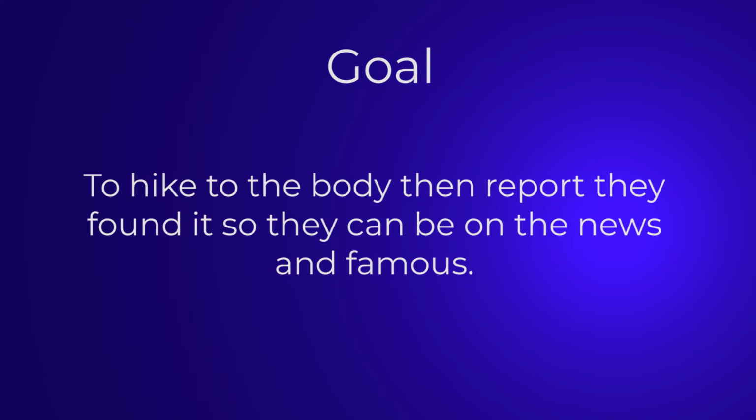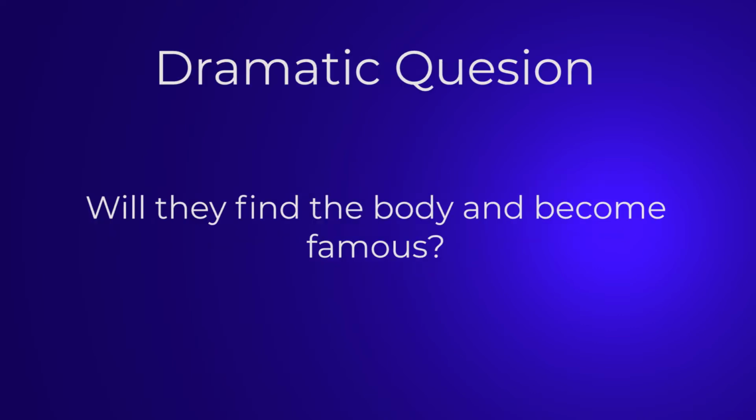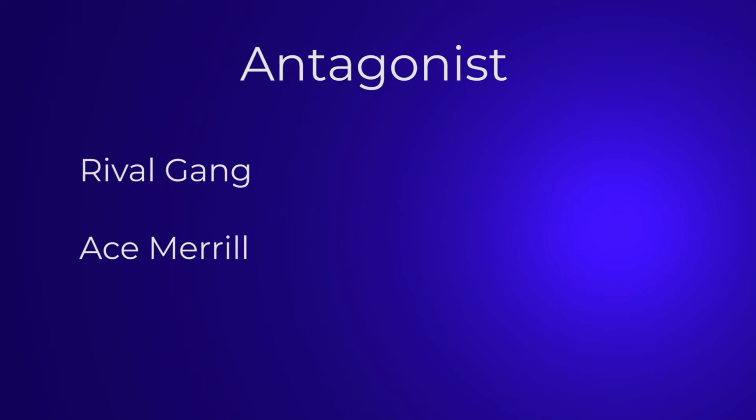So the goal or objective of the story is to hike to the body, then report they found it so they can be on the news and famous. Therefore, the dramatic question is, will they find the body and become famous? Antagonist. The rival gang of older bullies, which include Chris and Vern's brothers, but the main antagonist is the leader of the gang, Ace Merrill, who's played brilliantly by Kiefer Sutherland.